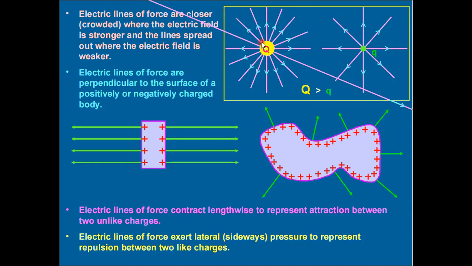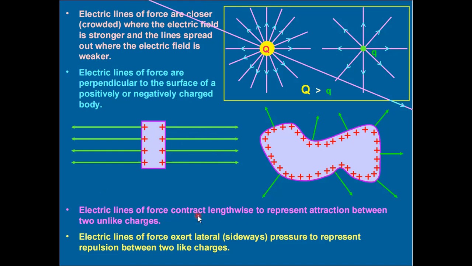So electric lines of force are perpendicular to the surface of a positively or negatively charged body. We have to remember this. The lines of force go outwards because of the positive charge, and they will be perpendicular to the surface of this charge. Similarly for the negative charge also. Now, this is the positive charge. So the lines of force emerge, and these are also lines of force emerging perpendicularly from the surface of the charge.